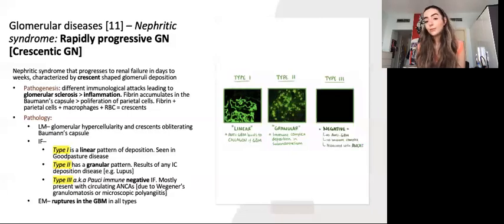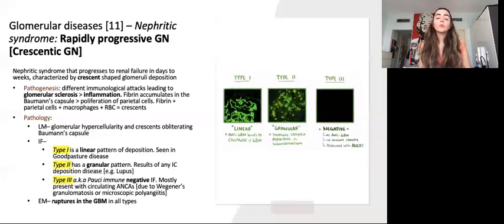So that's type 1. Then type 2, we have a granular pattern of deposition. This can be a result of any immunocomplex deposition disease, resulting in immunocomplexes mostly being in the subendothelial layer. But it can be from, let's say, post-infectious glomerulonephritis, IgA nephropathy, or even due to lupus. This has a granular layer, you can see in the second photo.